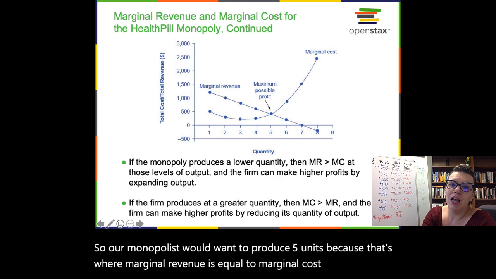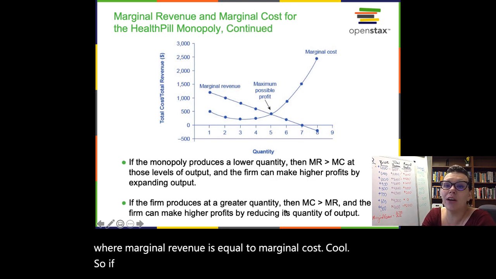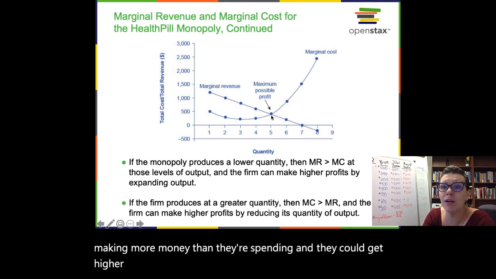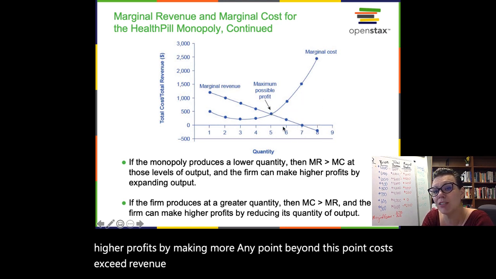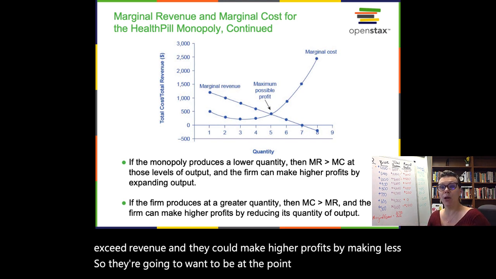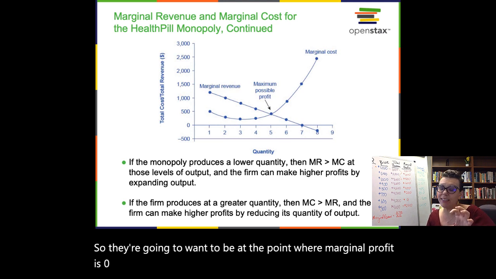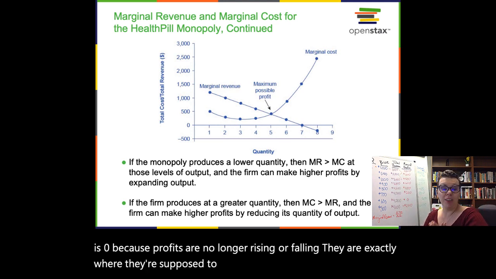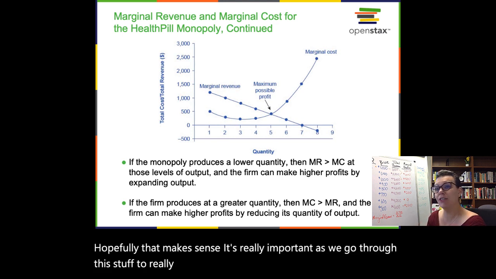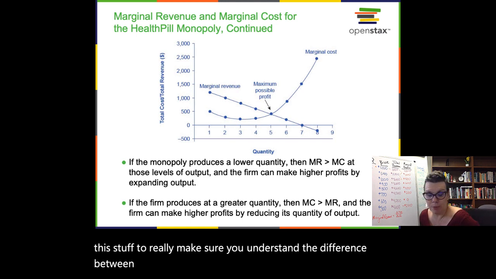Cool? So if they produce any quantity below 5 units, then they are making more money than they're spending, and they could get higher profits by making more. Any point beyond this point, costs exceed revenue, and they could make higher profits by making less. So they're going to want to be at the point where marginal profit is 0, because profits are no longer rising or falling. They are exactly where they're supposed to be. Hopefully that makes sense. It's really important as we go through this stuff to make sure you understand the difference between marginal and total.